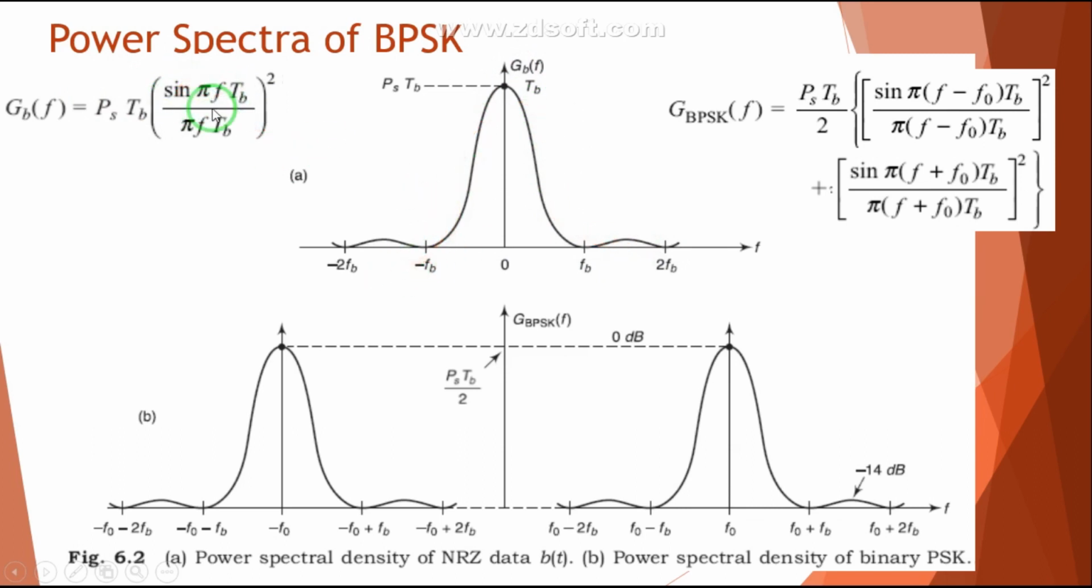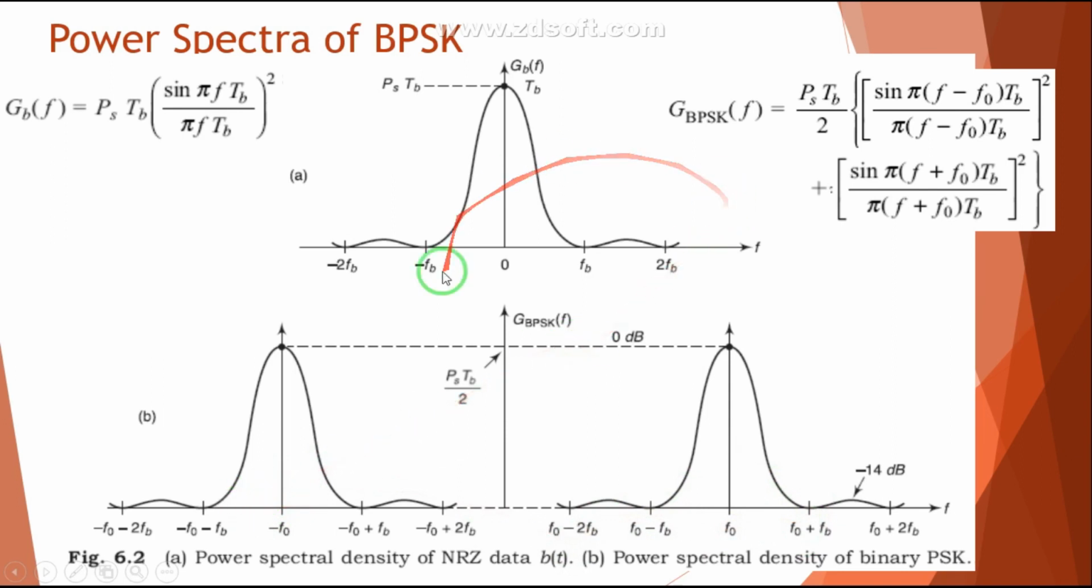As we know, sin theta by theta is sinc of theta. And this is the power spectra of your binary PSK, which has been given by this equation. You can see that the amplitude is divided by 2. It has become PsTb by 2. Over here it is PsTb, and here it is PsTb by 2. You can see these two spectral components have been centered at frequency f0 or fc, and at minus fc or minus f0, and this is the range, the bandwidth.